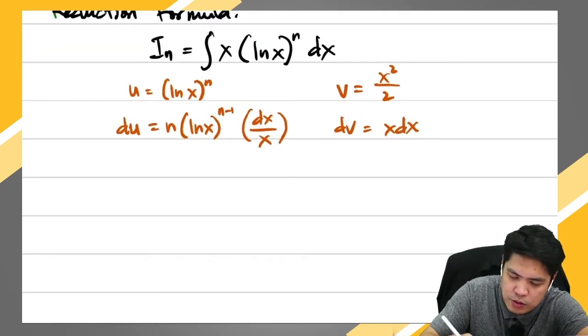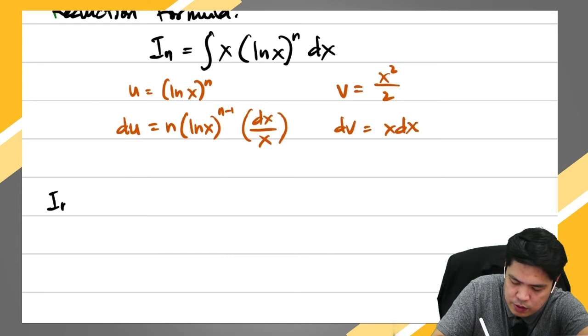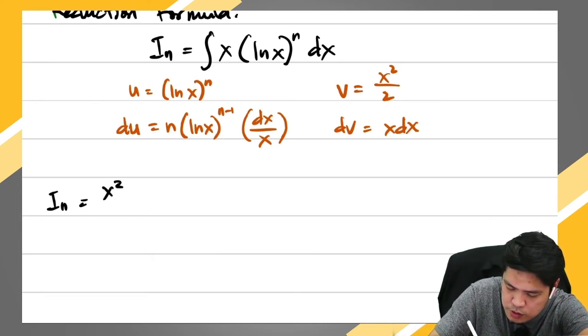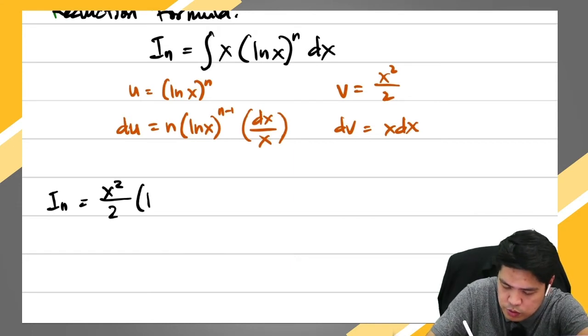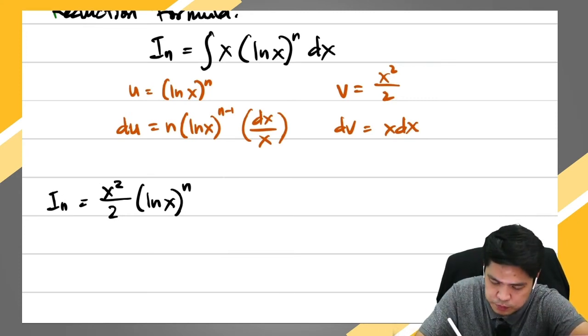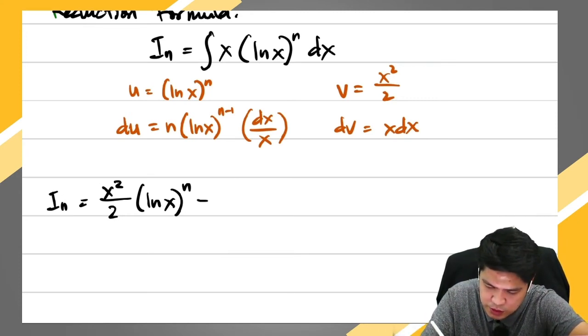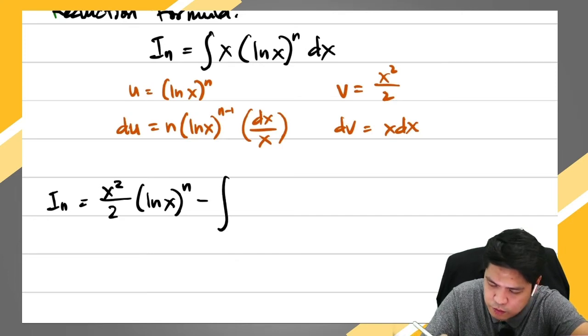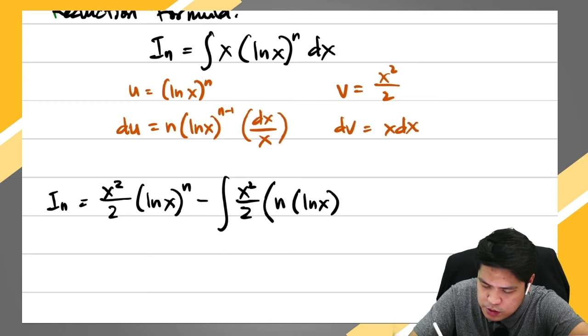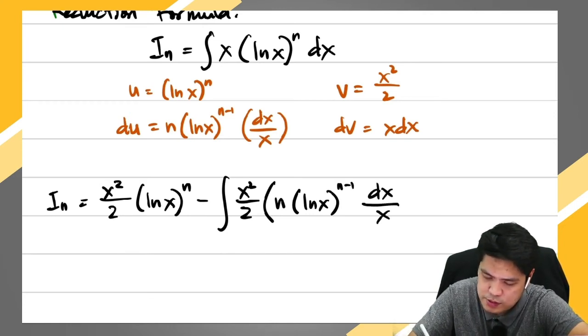Let's proceed. Therefore, I sub n is equal to uv, so we'll have x squared over 2 ln x raised to n, minus the integral of v du, so x squared over 2 times du, which is n times ln x raised to n minus 1 dx over x.